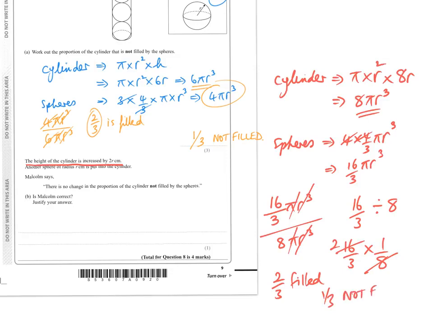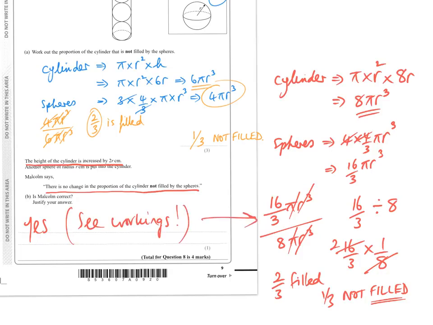1/3 not filled. So my idea would be that if Malcolm says there is no change in the proportion of the cylinder not filled by the spheres, is Malcolm correct? Yes, and you can show the workings, and the examiner can have a look at that. Okay, so for 1 mark, I think that's quite tough, really. I think some people will find that quite difficult.